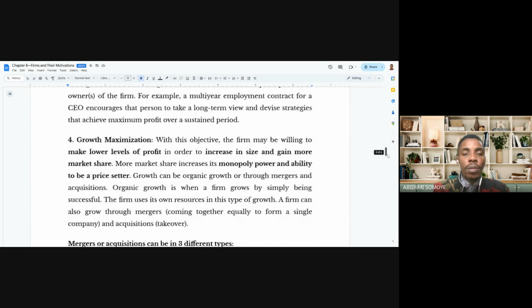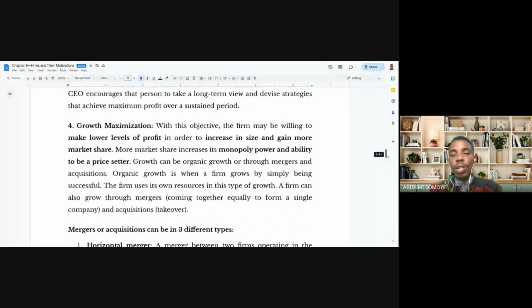Number four, growth maximization. With this objective, the firm may be willing to make lower levels of profit in order to increase in size and gain more market share. More market share increases its monopoly power and ability to be a price setter. Growth can be organic growth or through mergers and acquisition. What is organic growth? Organic growth is when a firm grows by simply being successful. The firm uses its own resources in this type of growth.